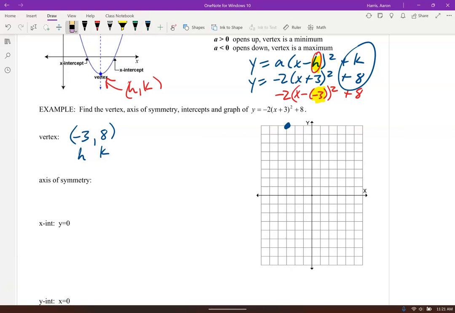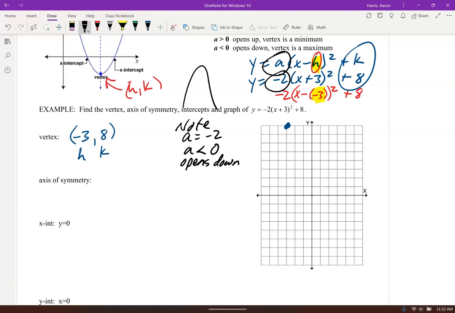And then notice also our a value. Our a value is negative 2. In other words, it's negative, so it's going to open down. Instead of U-shaped, it's going to flip over, and it's going to be like that. The parabola is flipped over.